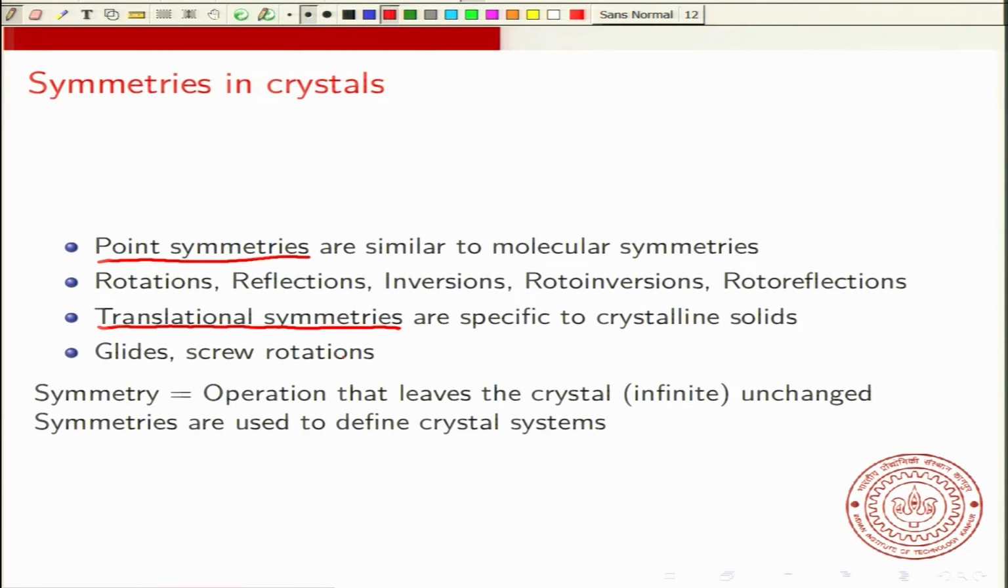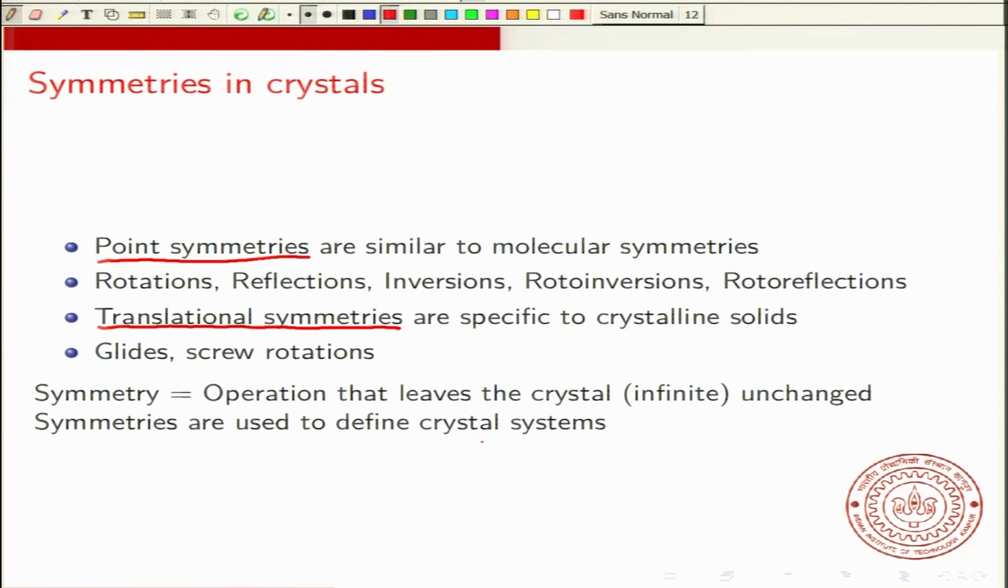Now, what is a symmetry? A symmetry is an operation that leaves the crystal, and you should keep in mind that it is an infinite crystal, unchanged. So, it is some operation. For example, rotation is an operation: rotation about an axis, reflection about a plane, inversion about a point of inversion, and so on. What is important about symmetry is that it is these symmetries that are used to define the crystal systems. So, when you say a crystal system is cubic, you mean that it satisfies some specific symmetries.